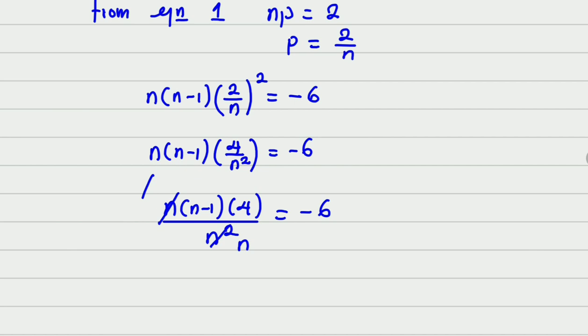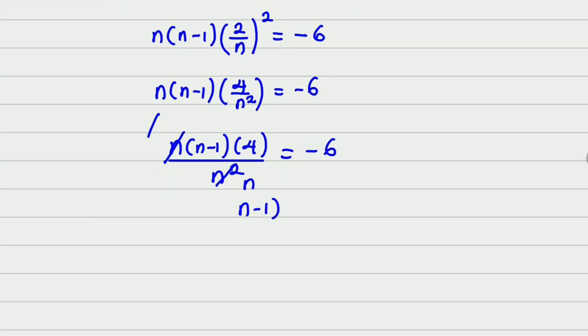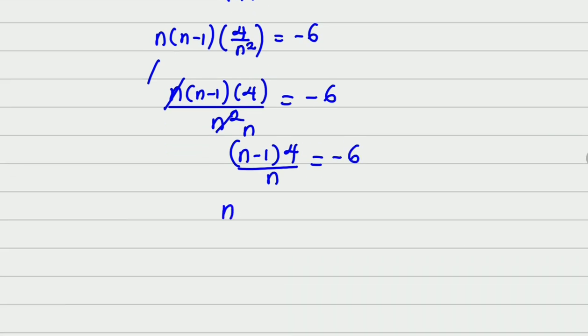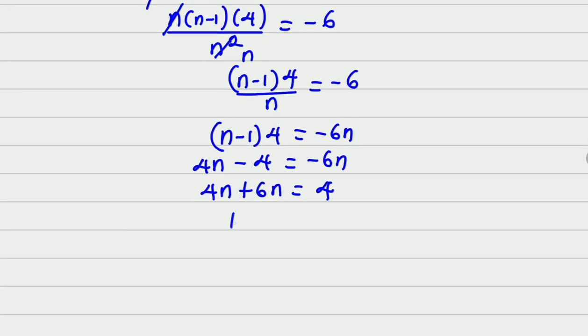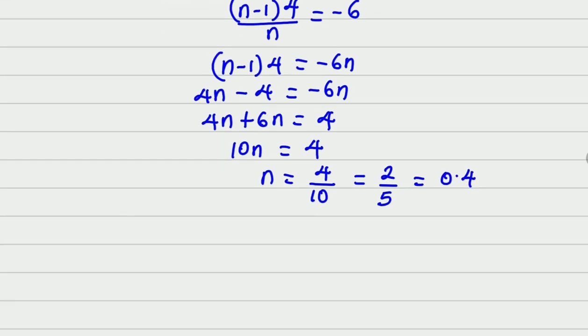Here n cancels with n. So I have (n minus 1) into 4 all over n equal to minus 6. So this is going to be (n minus 1) into 4 equal to minus 6n. So I'm going to have 4n minus 4 equal to minus 6n. So we have 4n plus 6n equal to 4. I'm collecting like terms now. So we have 10n equal to 4. So n is equal to 4 over 10, which is 2 over 5, which can be seen as 0.4. So I've gotten my n.